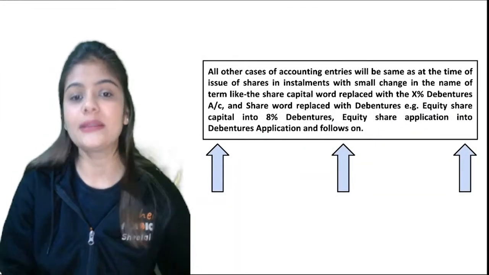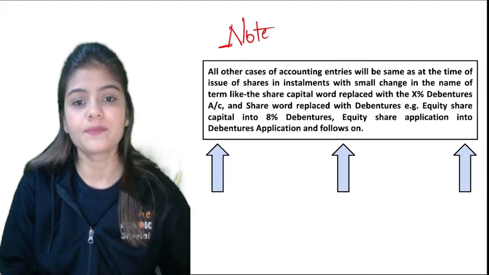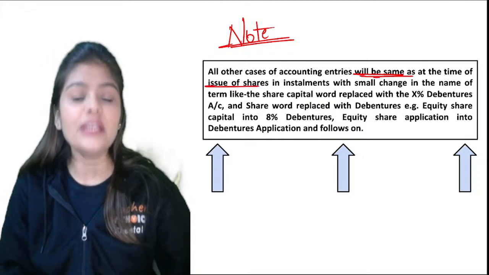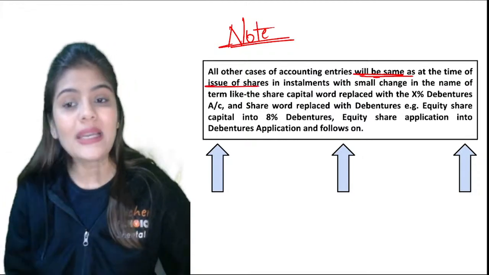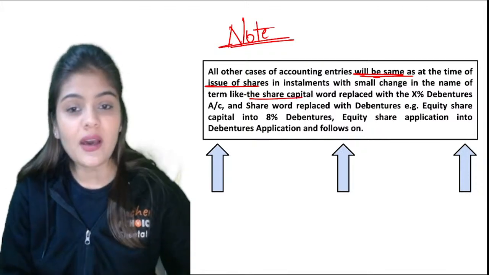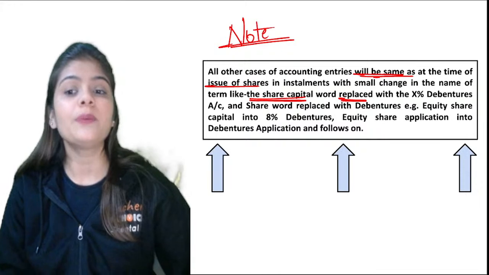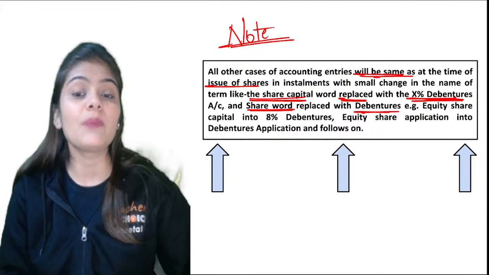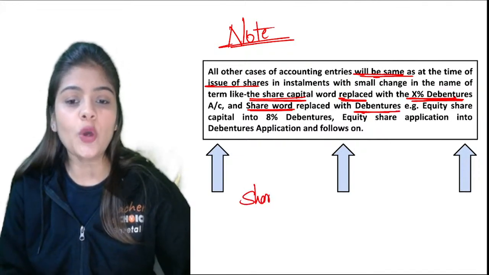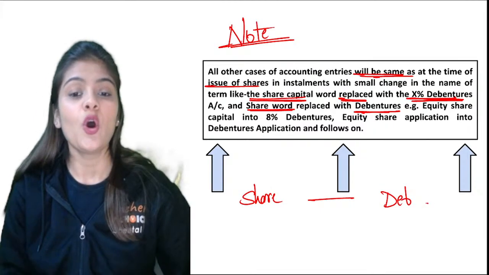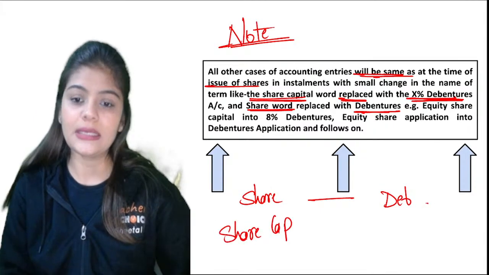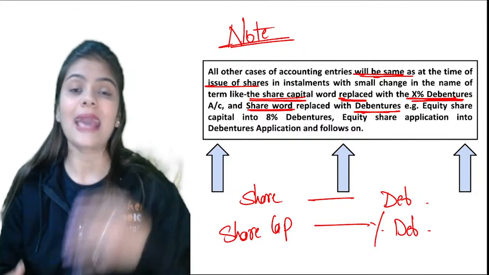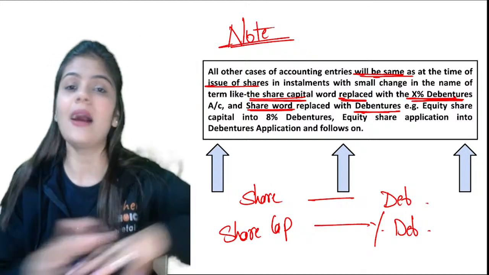And I have told this, so this is again a note, that all the journal entries will be same as issue of shares. The only difference is the share capital is replaced with percentage debentures and share word is replaced with debentures. तो हमने share को replace कर दिया debenture से और share capital को replace कर दिया percentage debenture से. This is the only difference. Except this, all the journal entries are exactly same.